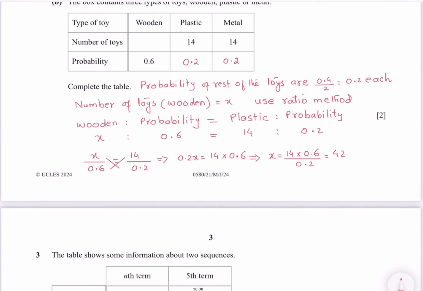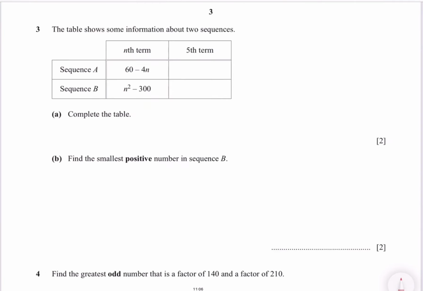Now in question number 3, the table shows some information about two sequences. Sequence A, nth term is given, sequence B, nth term is given. So complete the table. For sequence A, you just put 5 in n to find its fifth term. So substitute 5 in n. So 40. The fifth term is 40 for sequence A. And substitute 5 in n in sequence B and solve it. So negative 275. So you have completed the table.